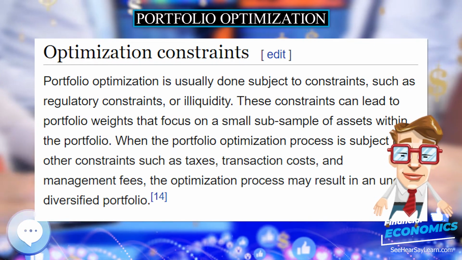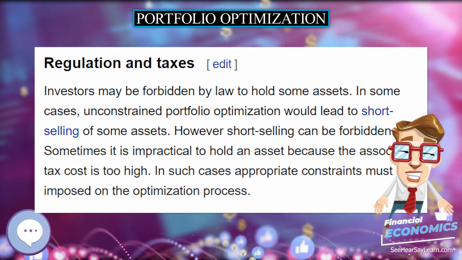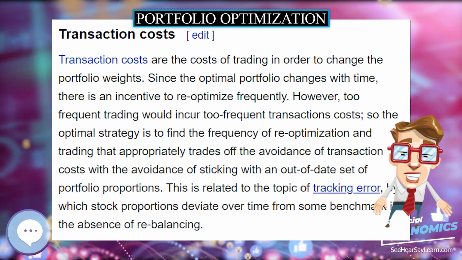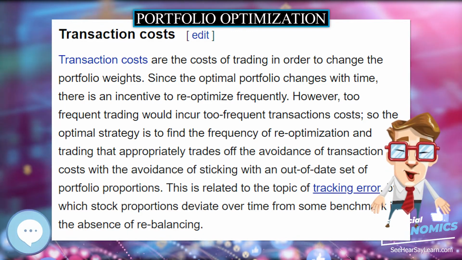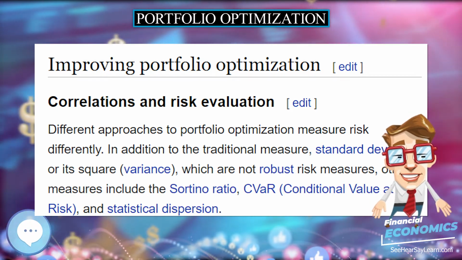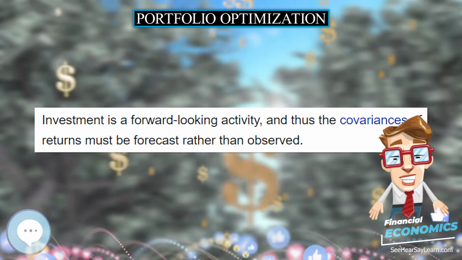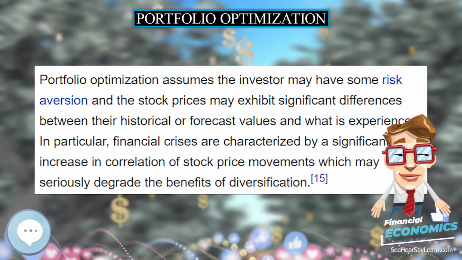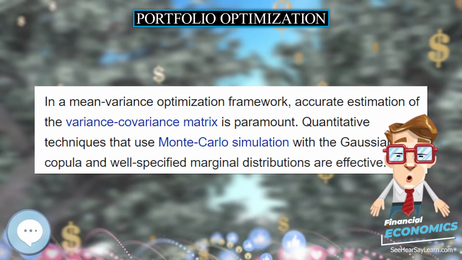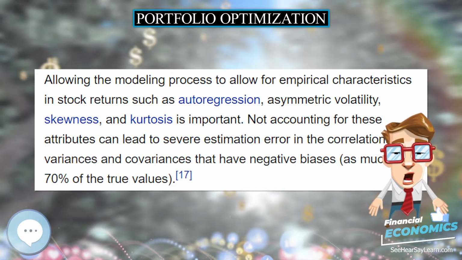Mathematical tools. The complexity and scale of optimizing portfolios over many assets means that the work is generally done by computer. Central to this optimization is the construction of the covariance matrix for the rates of return on the assets in the portfolio. Techniques include optimization constraints. Portfolio optimization is usually done subject to constraints, such as regulatory constraints, or illiquidity. These constraints can lead to portfolio weights that focus on a small subsample of assets within the portfolio.